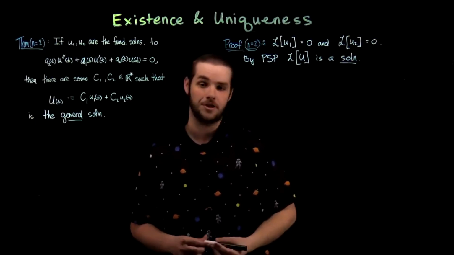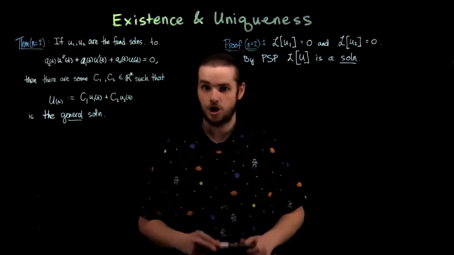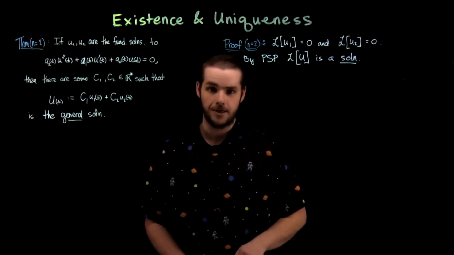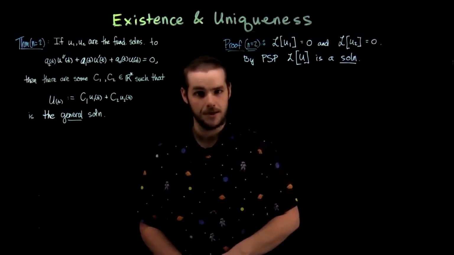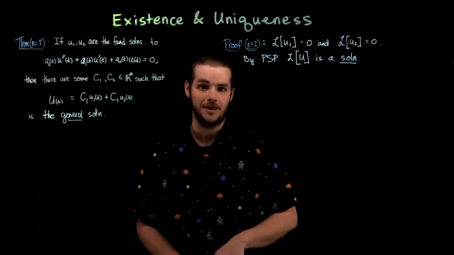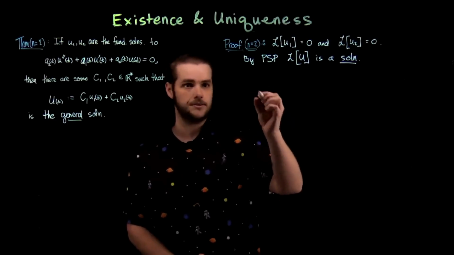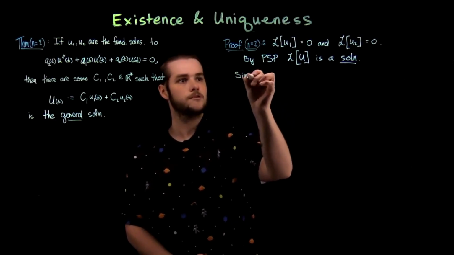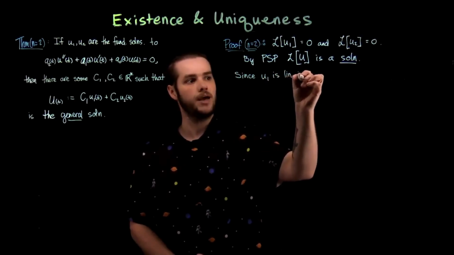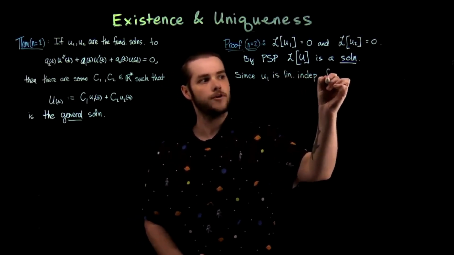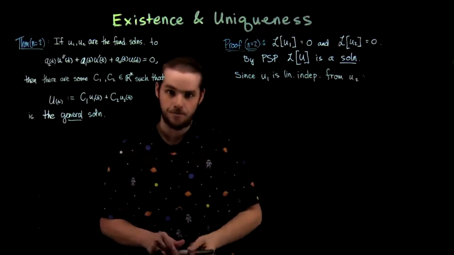Great. That's off to a pretty good start. We know it's a solution, but is it the general one? To get generality, we're going to need to use the other key part of our assumption that's a little understated. Because they are fundamental solutions, these two functions are linearly independent from each other, right? So that means two things. Since U1 is linearly independent from U2, I get the following two pieces of information.